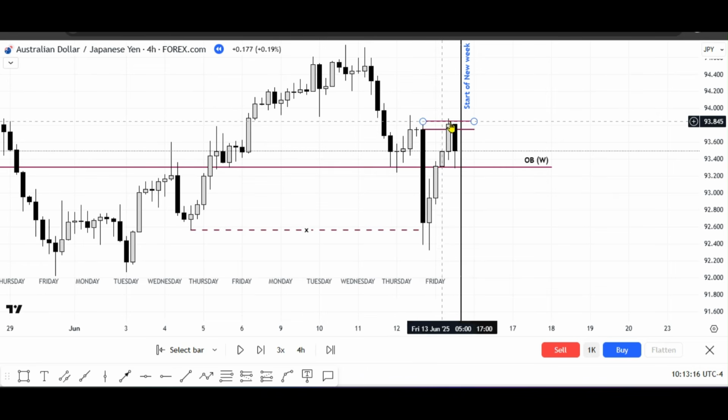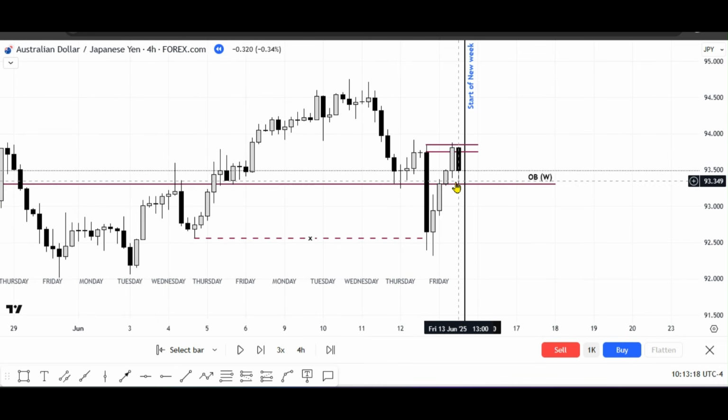For a confirmed market structure shift, we need to see a candle body close above this swing high for us to confirm that a market structure shift has happened. So at this point, we don't have our full confirmation to even think of looking for a trade setup in line with our bias. So let me just do chart replay and see what happens when the new week starts.